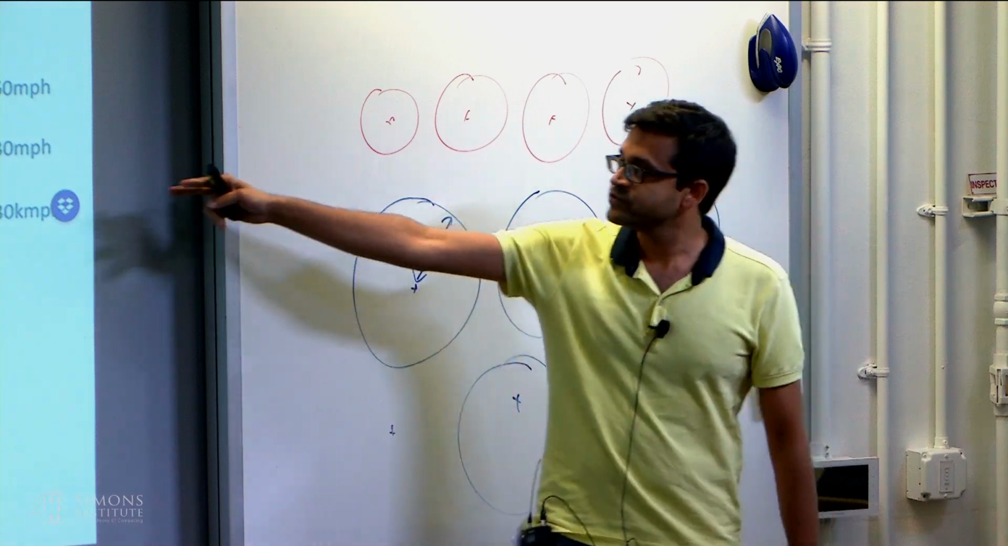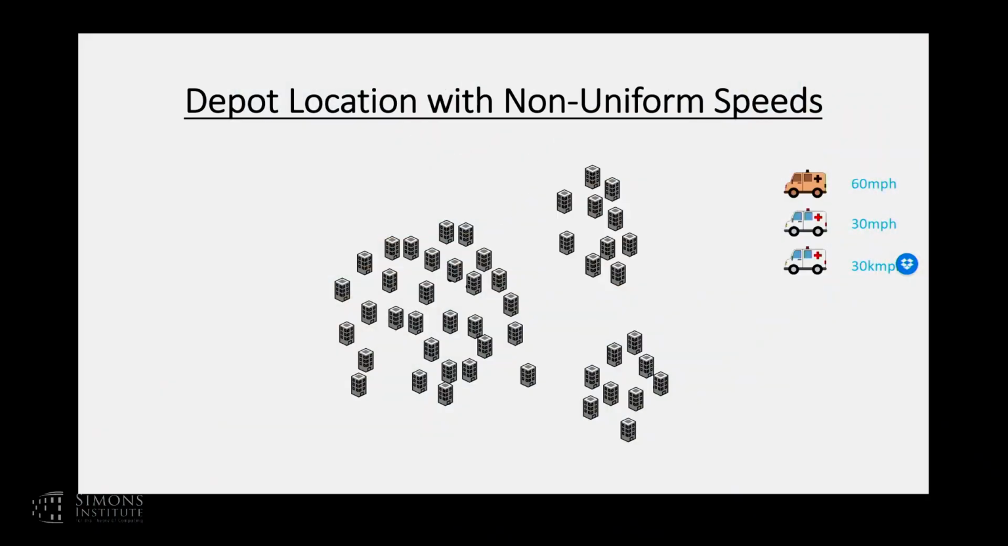So I had two ambulances which could move at 30 miles per hour, but one that could move at 60 miles per hour. Then the depot location problem of where I should put the ambulances changes, because the faster ambulance can cover a larger radius in the same amount of time, right? So this is sort of what I mean by the non-uniform k-center problem. To solve this problem, I would like to have non-uniformity in my centers.